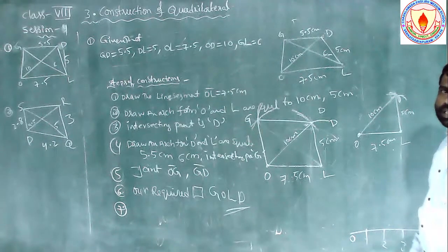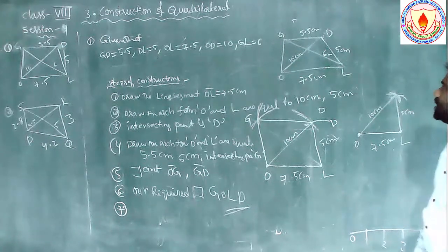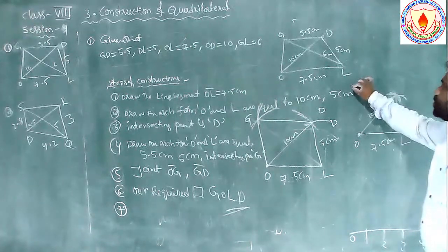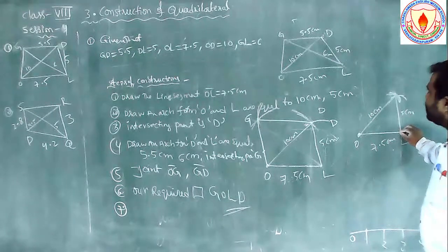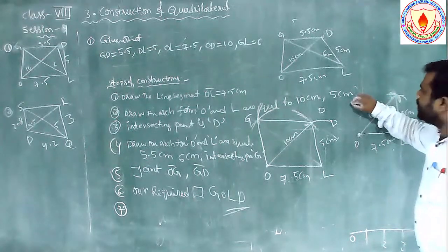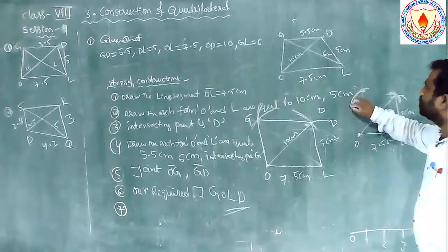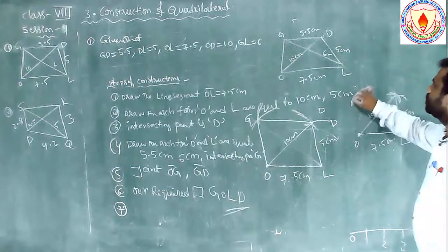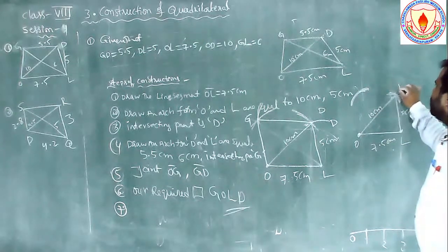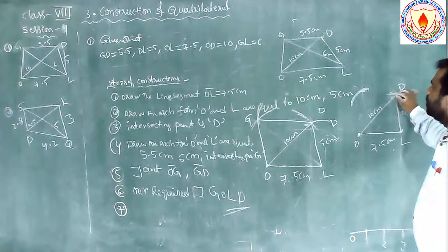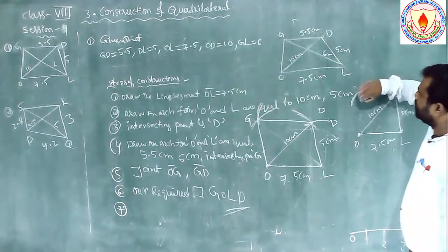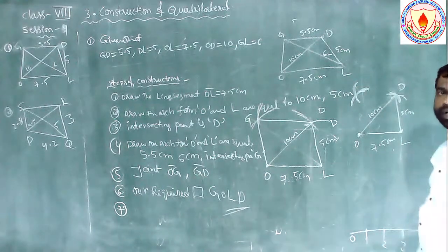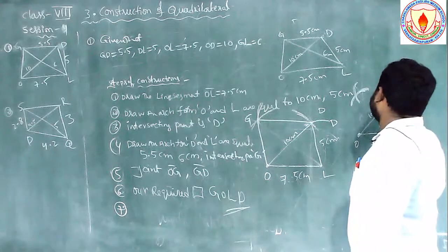Okay? 10 centimeters and 5 centimeters. From L, draw a 6 centimeter arc. Next, from D, draw a 5 centimeter arc. Okay? Next, join D to G.